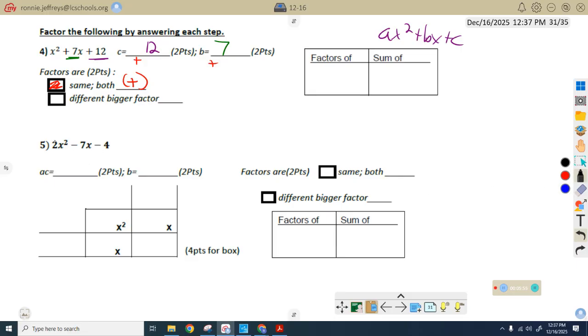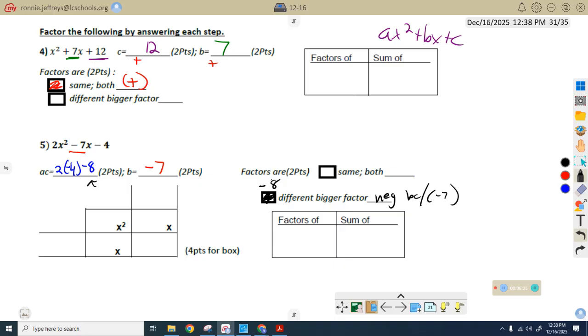Now, number 5. AC, so this is 2 times 4, or negative 4, which is negative 8. So we have to tell ourselves what are the factors of negative 8 that combine to give us negative 7. Negative 8 tells us signs are different, and the bigger factor is negative because of negative 7. Now, I'm just writing that out there. You don't have to answer that part.